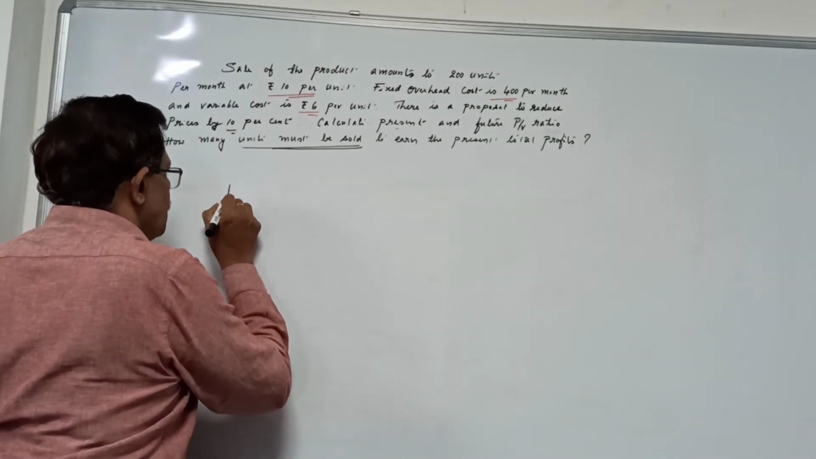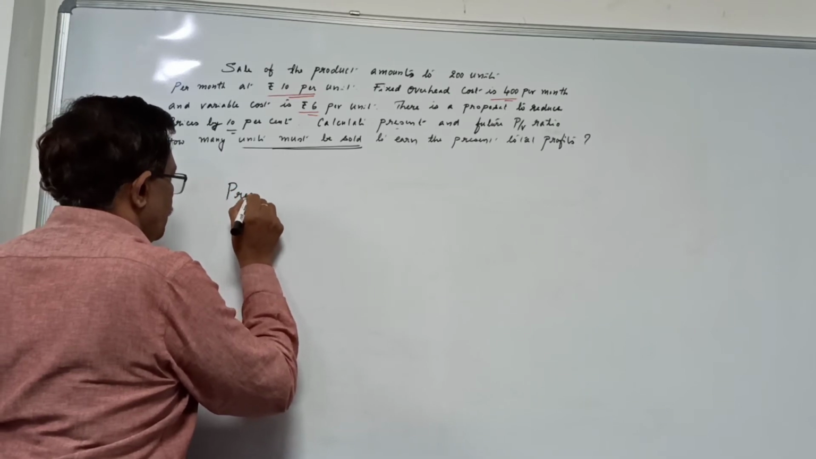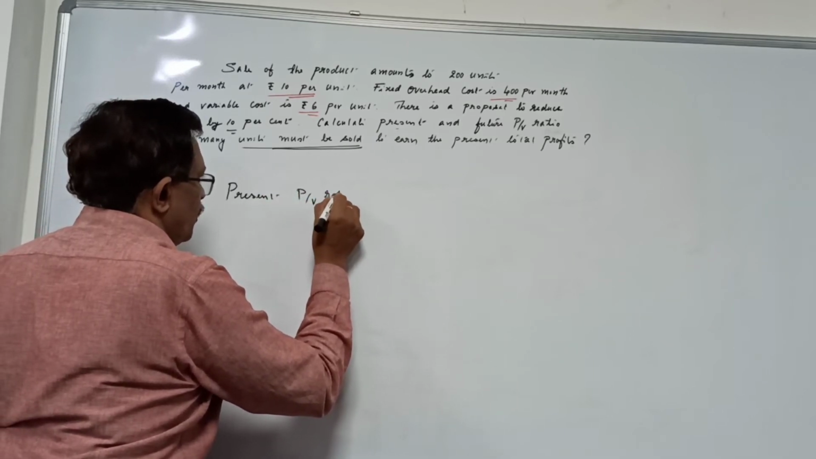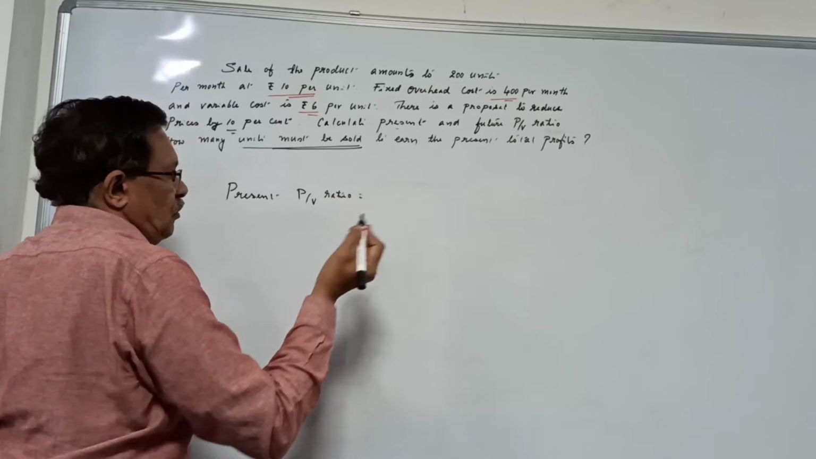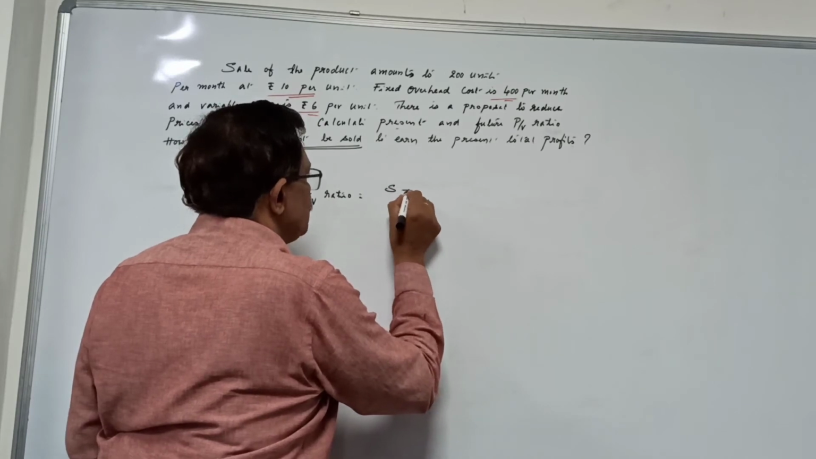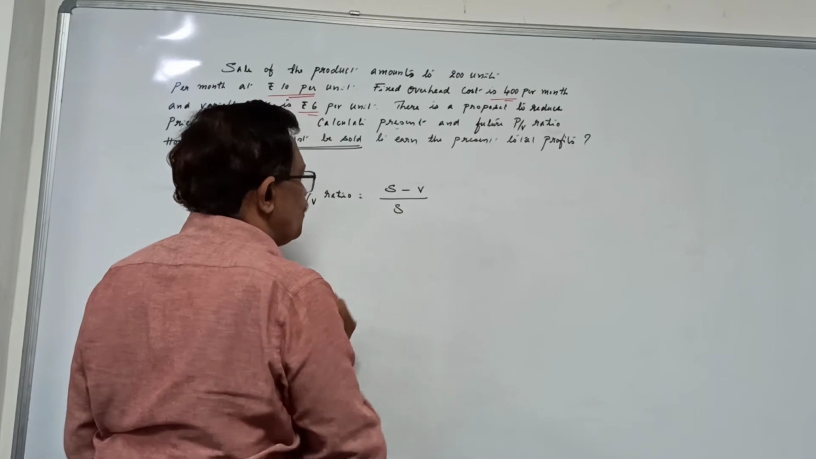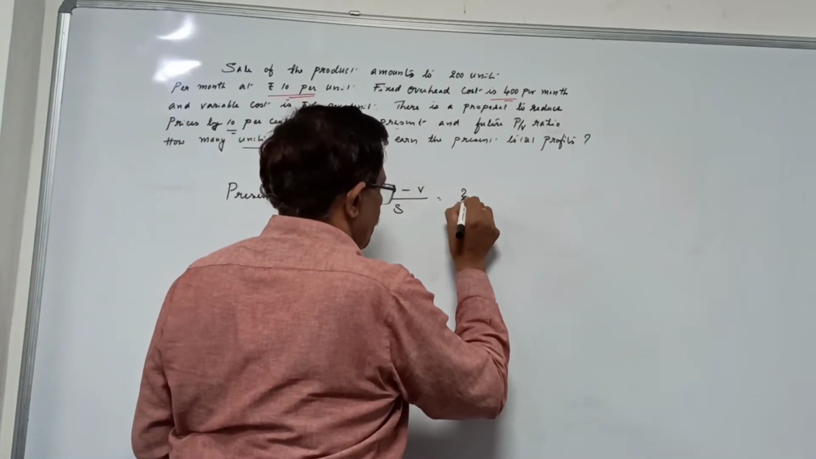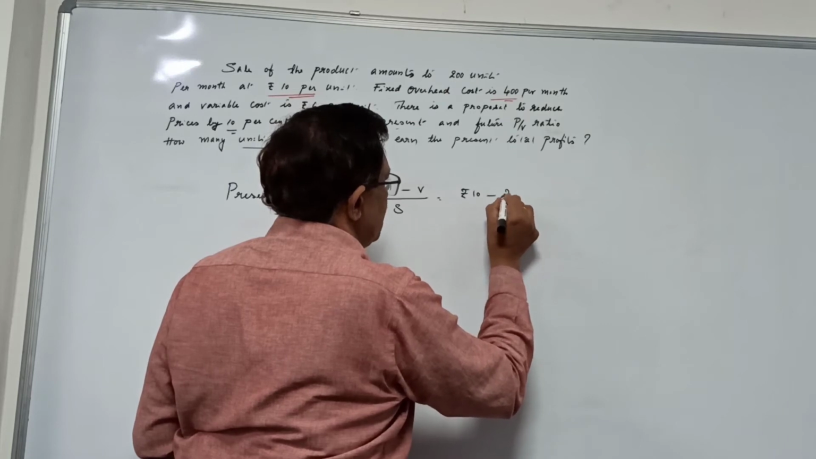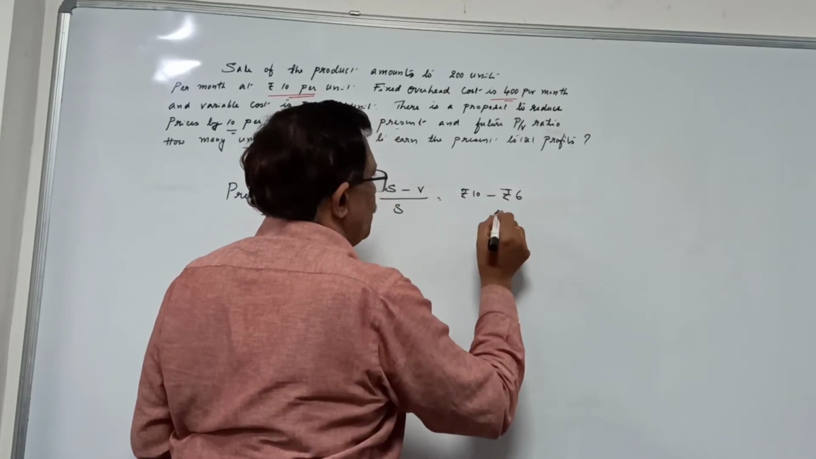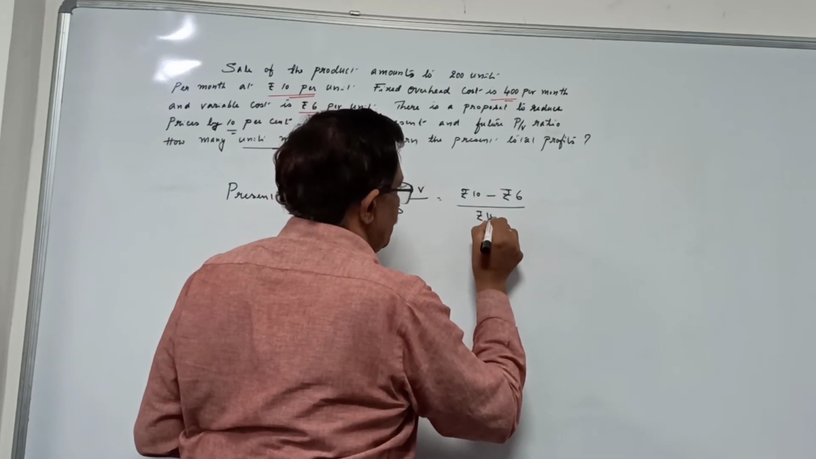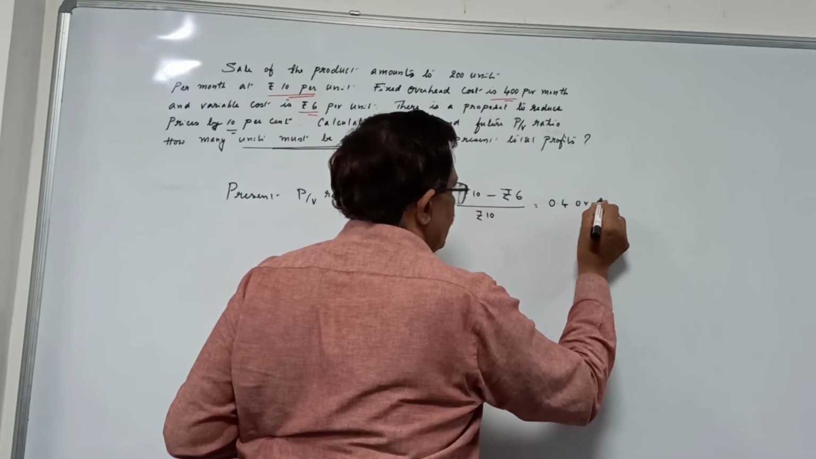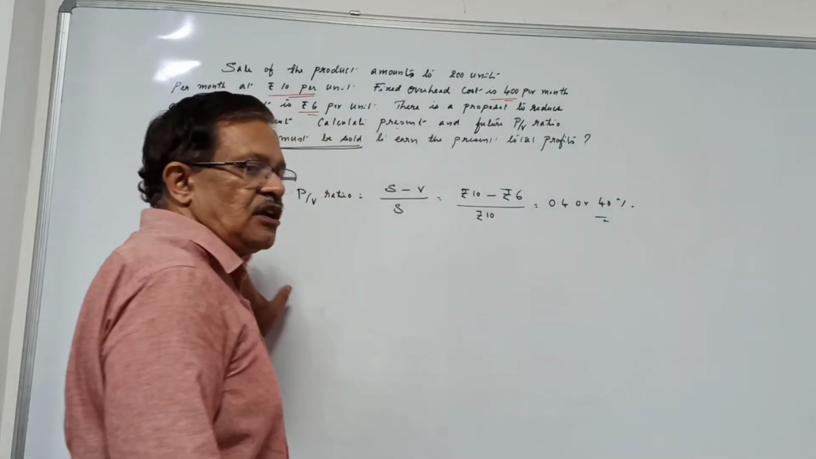So the present PV ratio can be found out with the usual formula, which is S minus V divided by S. Here, the selling price per unit has been given as rupees 10, and variable cost has been given as 6 rupees, so 10 minus 6 divided by rupees 10 is 4 divided by 10, which is 0.4, or it can be written as 40%. Now the present PV ratio is 40%.